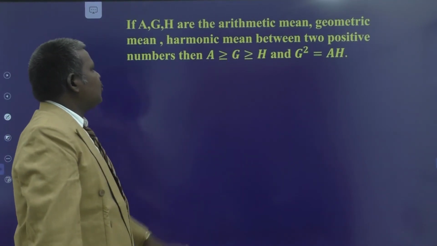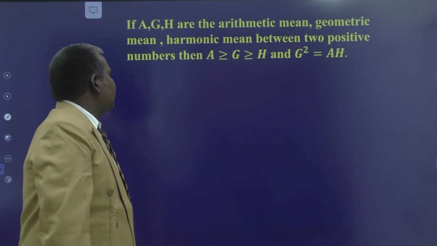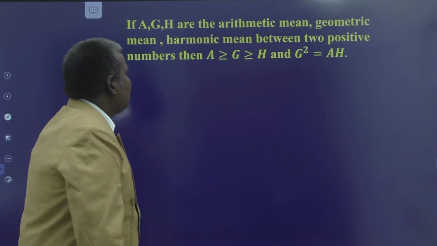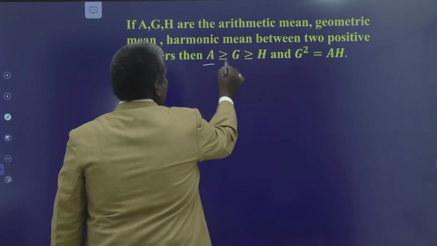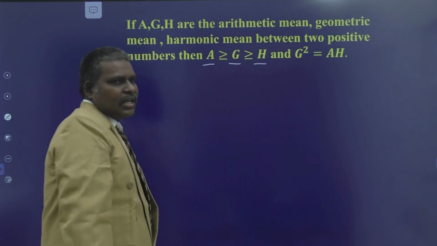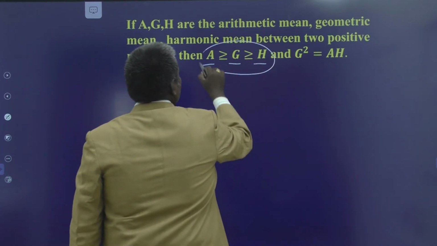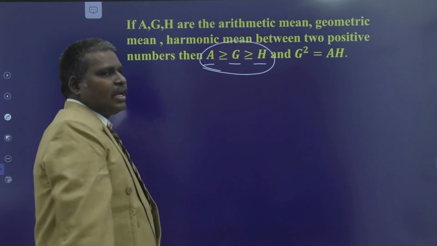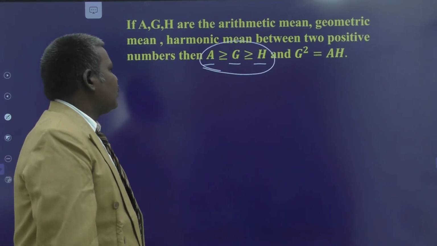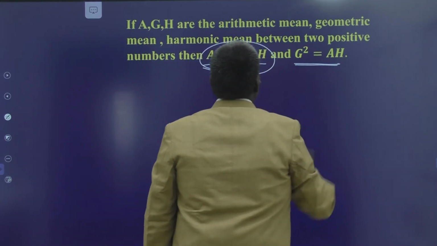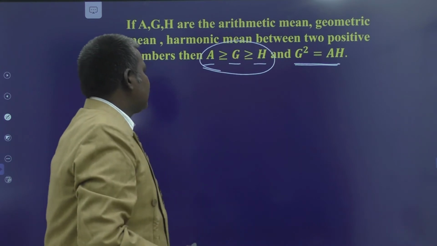Next one. A, G, H are the arithmetic mean, geometric mean and harmonic mean between two positive numbers. Then arithmetic mean is greater than or equal to geometric mean, which is greater than or equal to harmonic mean. This is a very important inequality for you. A is greater than or equal to G, which is greater than or equal to H, and G squared is equal to AH.